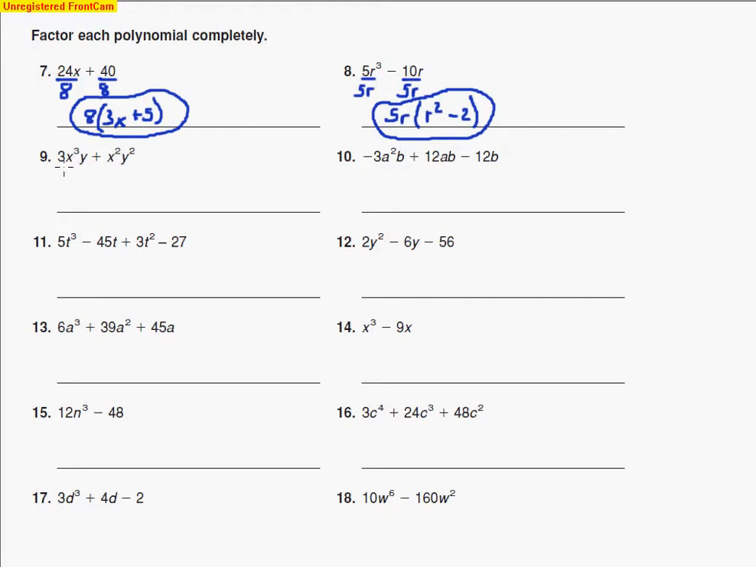Well, looking at the next one here, I look at the numbers, 3 and 1. So no common numbers except for 1, and we don't have to worry about that. So we move on to the x's. Well, this one has 3 x's, this one has 2, so we can take out x squared. And then we look at the y's. Well, this one has 1 y, this one has 2 y's, so let's go ahead and take out 1 y. So we take that x squared y, put that on the outside of a parenthesis, and do some division.